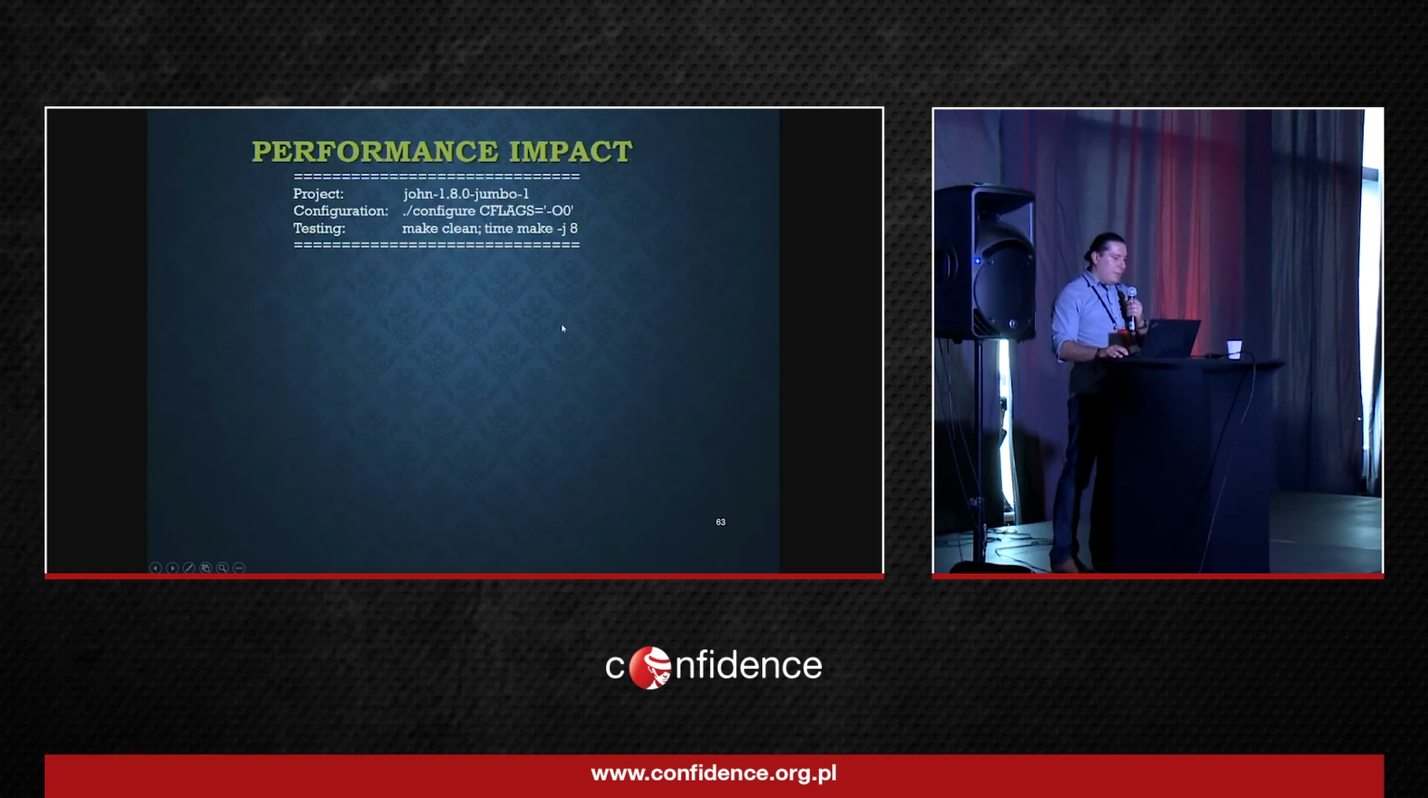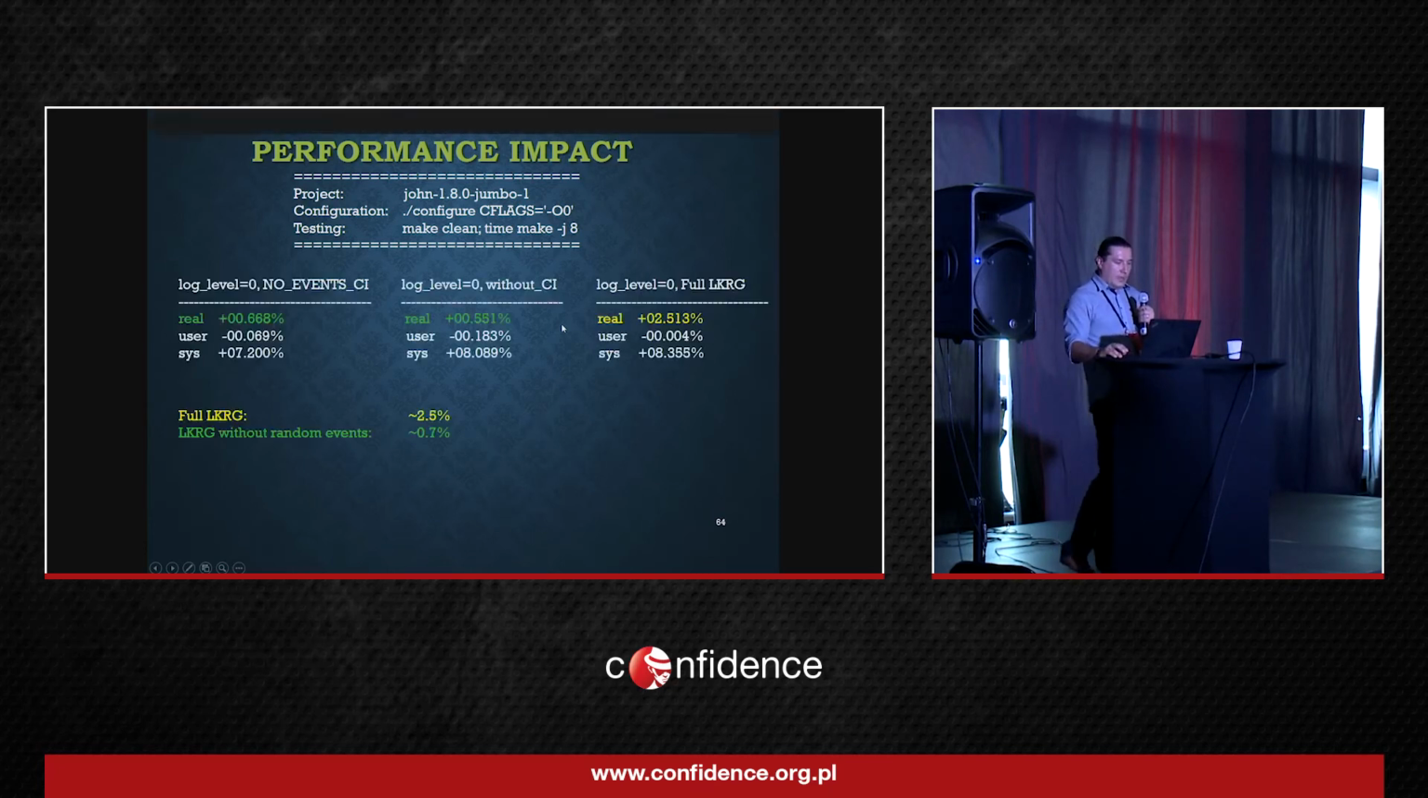And what is the performance impact? We measured the John 1.8.0 Jumbo compilation with these specific flags listed here on an 8 core system. And the numbers look like this. The fully hardened LKRG with all of the random events notification adds just 2.5% performance impact. If you disable random events notification, it's less than 1%. It's just 0.7%, and you still have the exploit detection feature and runtime code integrity by the timer, which is less than 1%, which is cool, I think.